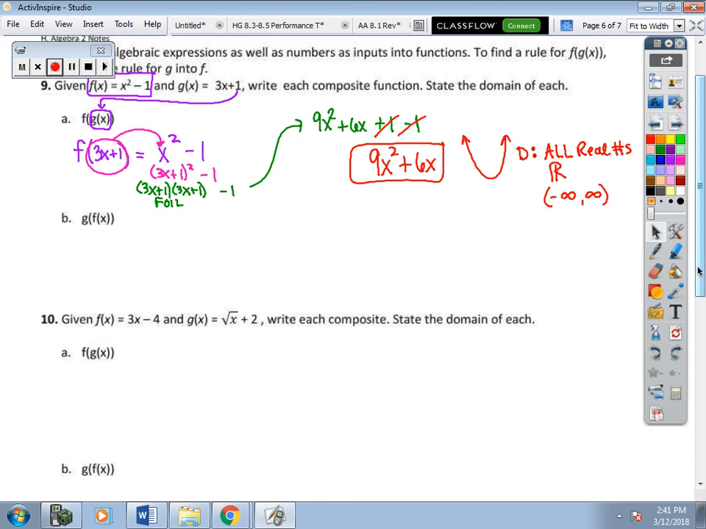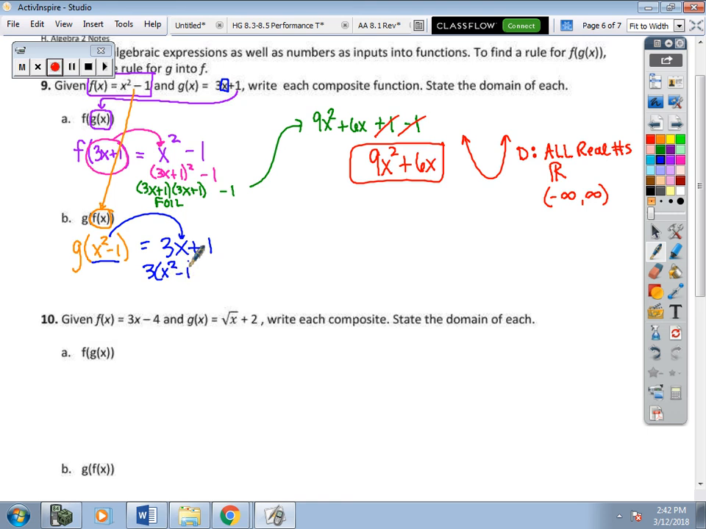All right, now we're going to do the opposite. We're going to take g of f of x. So again, starting inside with our f of x, we're going to take the function for f of x and substitute it in. So we'll have g of x squared minus 1. Now we're plugging this whole quantity in for x in the g of x function, which is 3x plus 1. So we're taking this whole thing and plugging it in for x.